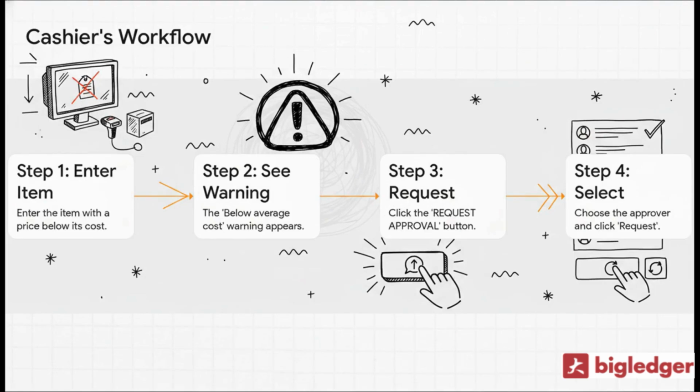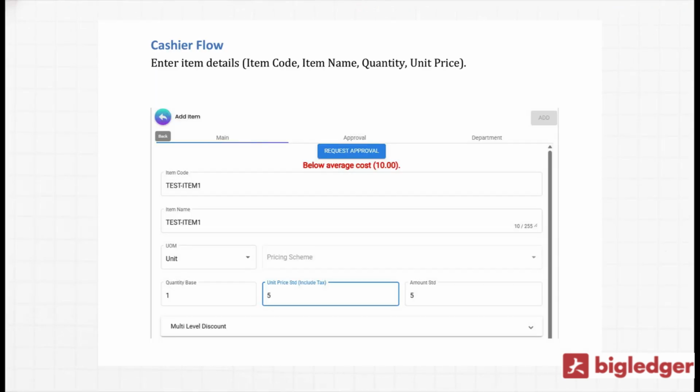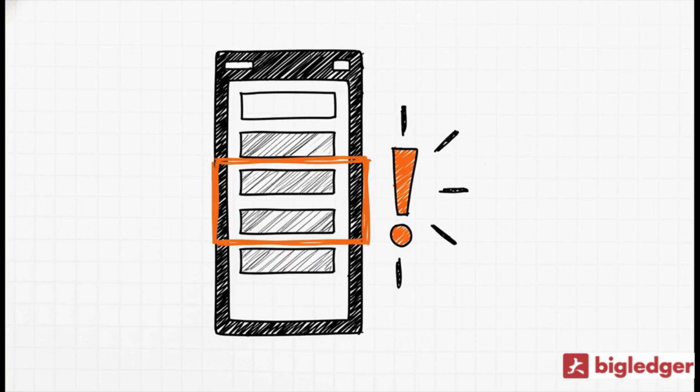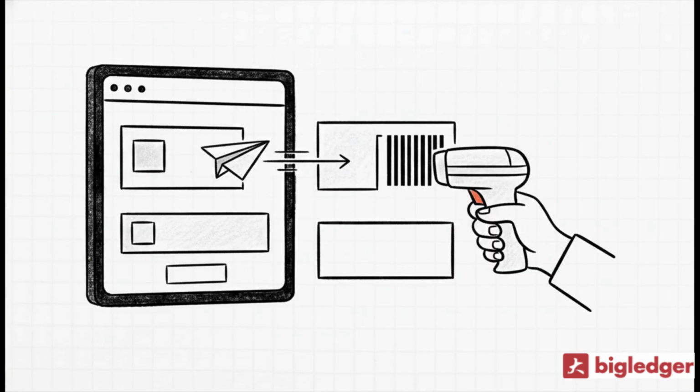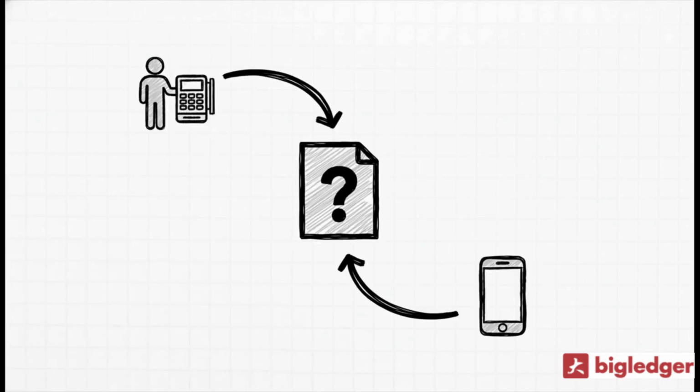It's super simple. Enter the item, see the warning, and then just click to request approval. That below average cost warning, that's your trigger. It's not a dead end, it's the start. Once an approver is selected, the item status updates. The request is officially in. Okay, the request is sent.